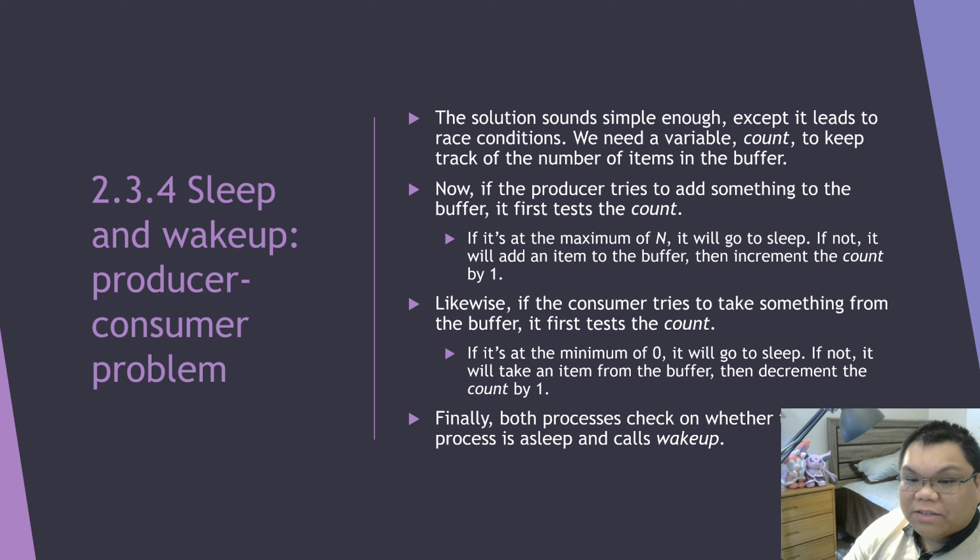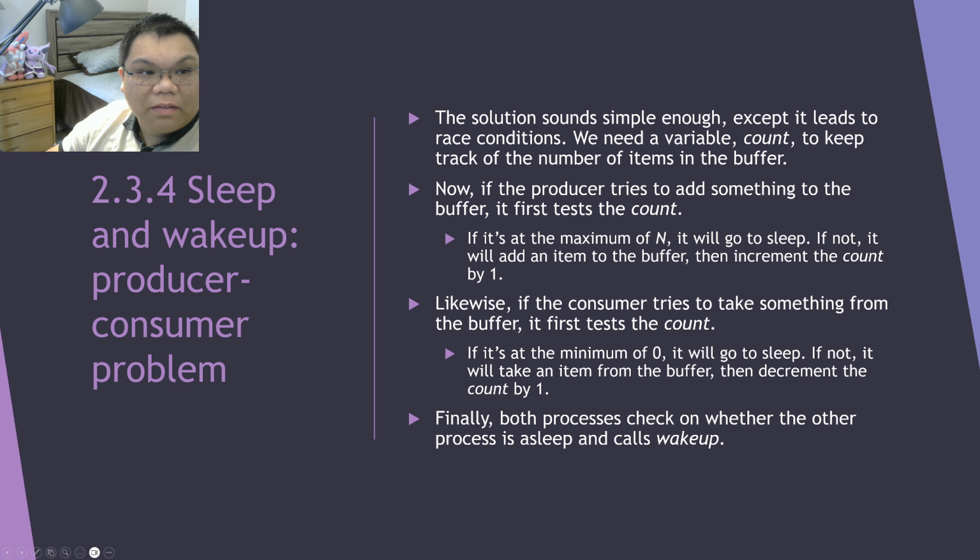So, the solution sounds simple enough, but of course we're gonna have more race conditions. We need a variable called count to keep track of the number of items in the buffer. Now, if the producer tries to add something to the buffer, it first tests the count. If it's at the maximum of some number, say a maximum of 10 items in the buffer, it'll go to sleep. If not, it will add an item to the buffer and then increment the count by 1.